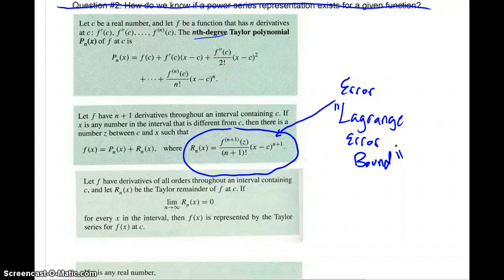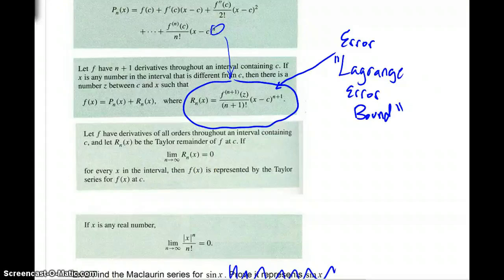Again, if you were going up to the nth polynomial, notice how our error would be one step beyond that, at the n plus 1 derivative evaluated at z. We'll talk about that later. But I definitely wanted to introduce this and also comment that when we do have Taylor series representations, this Lagrange error bound will approach 0 as n approaches infinity.